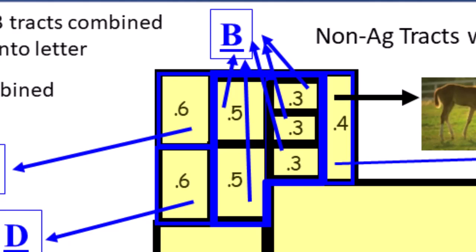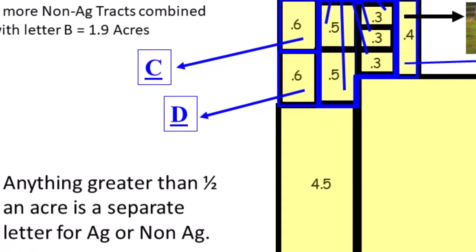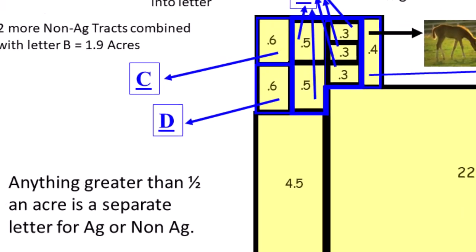We also find that we have 2 other non-ag parcels of land that are 1/2 acre or less that are contiguous with tract letter B. So we can combine all the non-ag parcels into the same tract letter B. This makes tract letter B equal 1.9 acres. Our next parcel of land is greater than half an acre, so it gets its own tract letter, tract letter C, and the same for tract letter D. Any parcel of land greater than 1/2 acre gets a separate letter for ag or non-ag tracts.